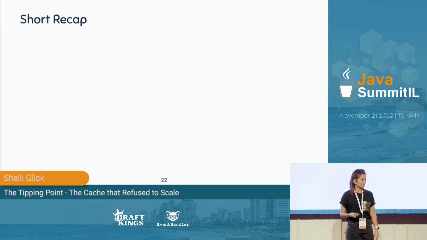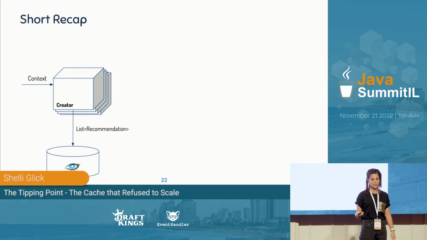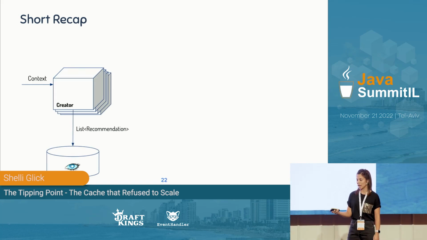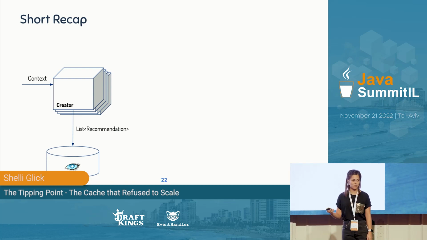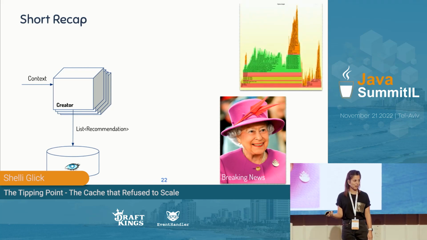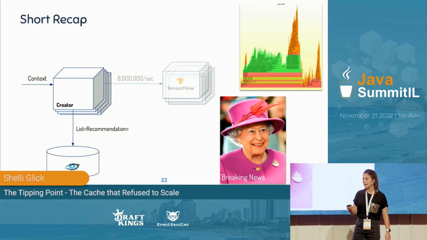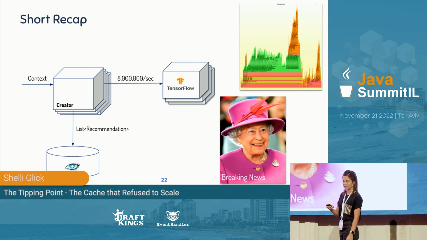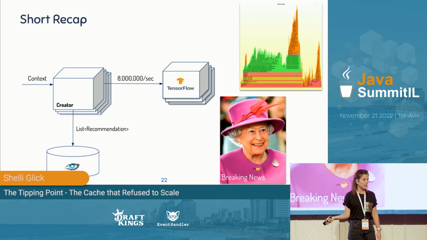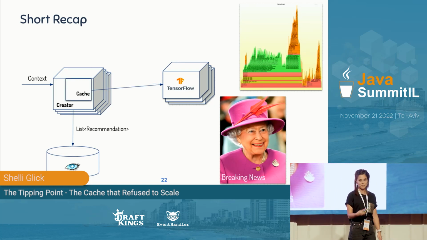So let's just have a short recap. We spoke about Creator. It's a backend service generating lists of top items for a given context. We want to make Creator run faster so we could improve the quality of our recommendations. We don't know how it works, so we ran an async profiler to see what it's doing, what it's waiting for. We found it was making 8 million calls a second to another service running TensorFlow, and so we decided to build a cache over the result so we can make it run twice as fast.